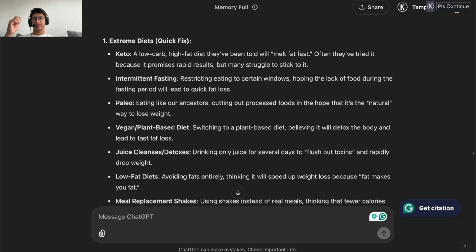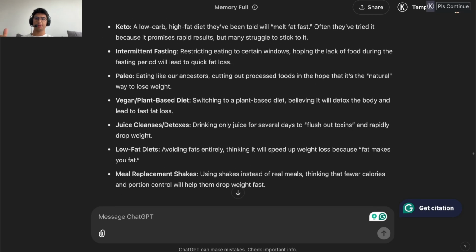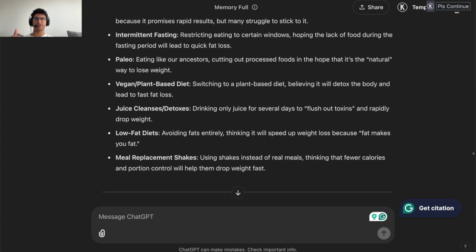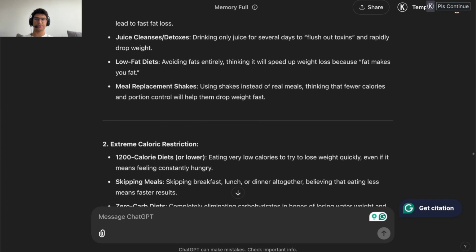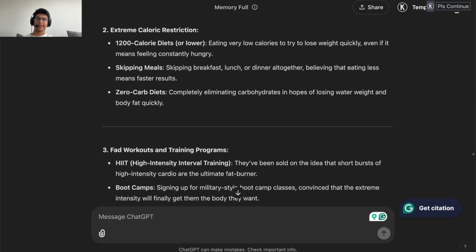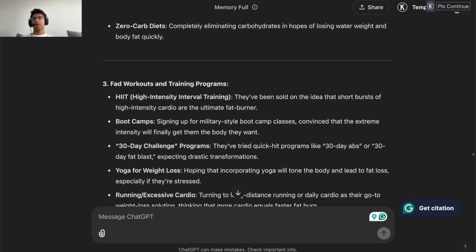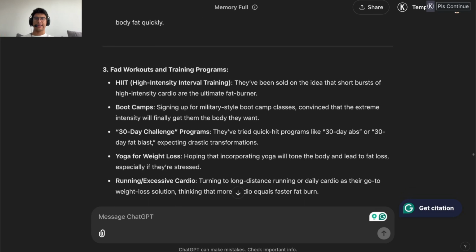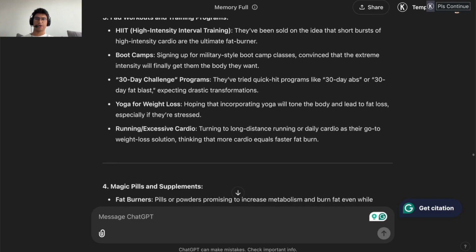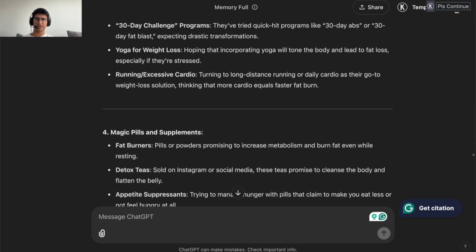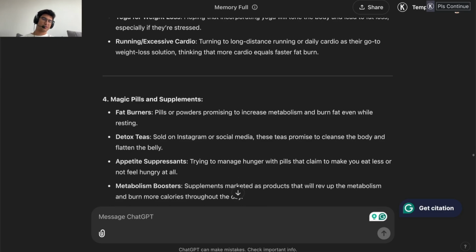without extreme diets like keto, intermittent fasting, paleo, vegan, plant-based diets, juice cleanses, low-fat diets, meal replacement shakes. In fact, you don't need to overtrain at all. You don't need hot boot camps, 30-day challenge programs, yoga for weight loss, running, or fat burning, detox days, whatever it is.